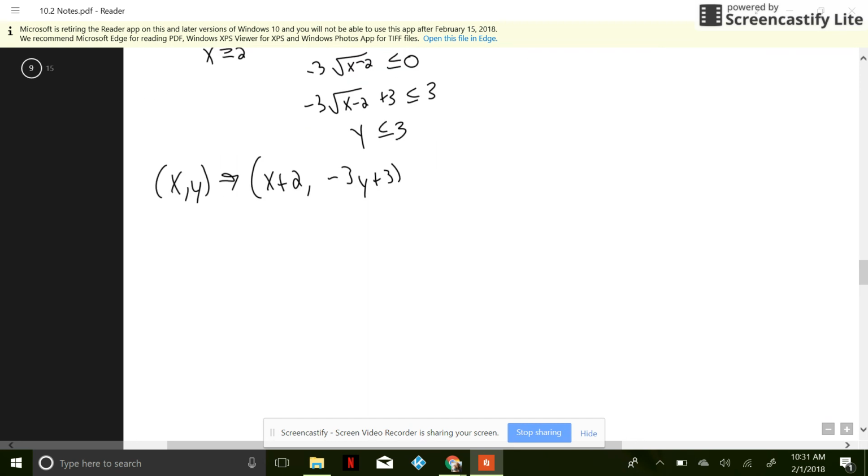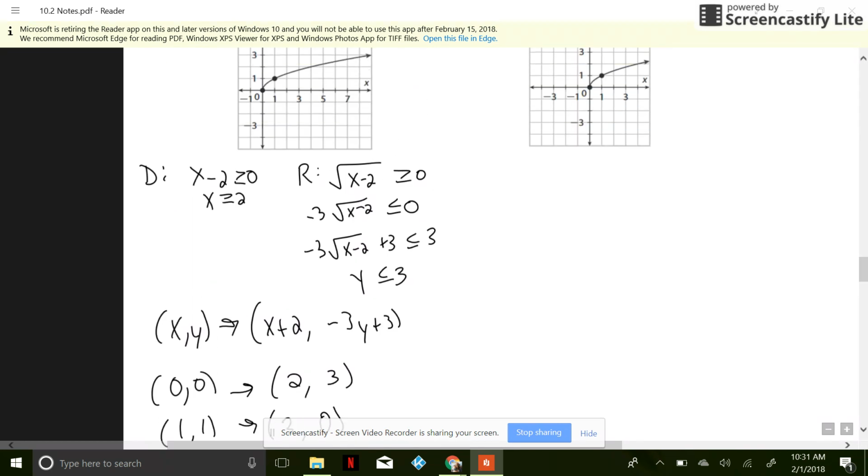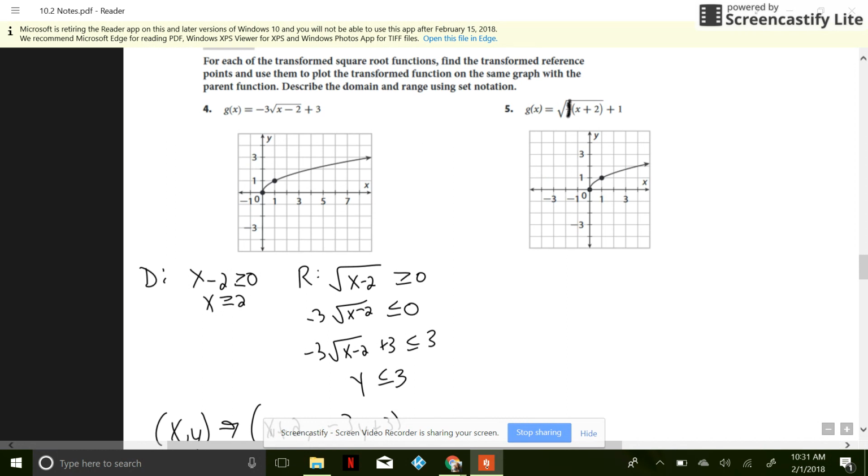So taking our original reference points of 0, 0, and 1, 1. 0 plus 2 is 2. -3 times 0 is 0, plus 3 is 3. 1 plus 2 is 3. -3 times 1 is -3, and -3 plus 3 is 0. So these are our new coordinates, 2, 3, and 3, 0.